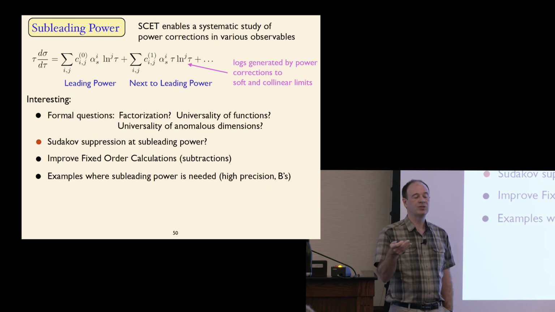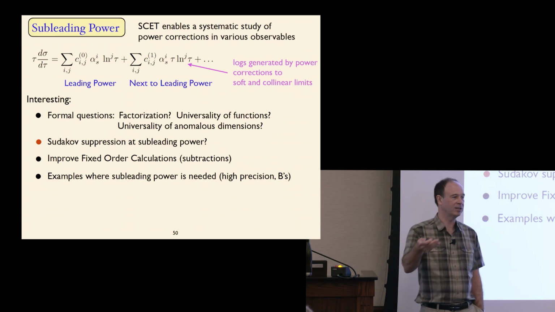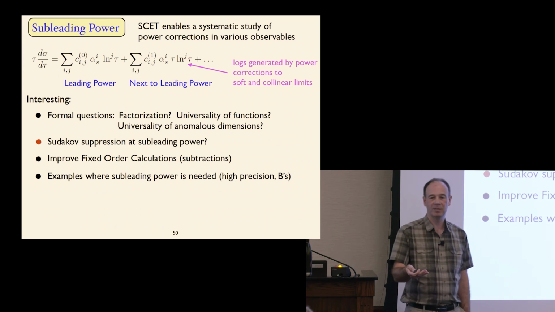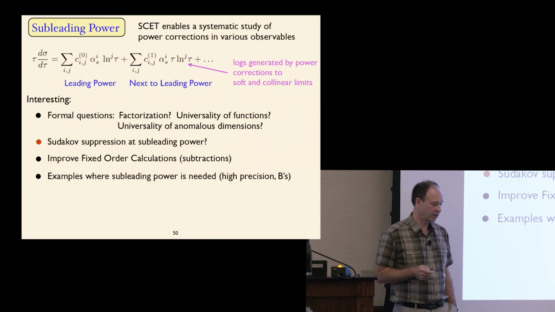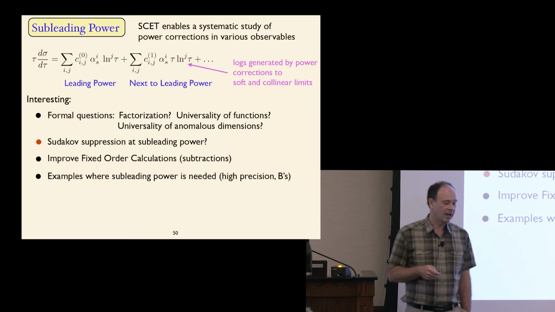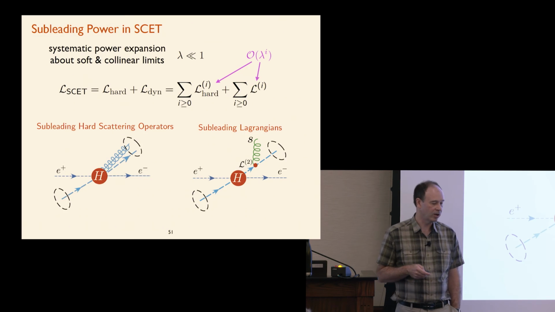What kind of effects like Sudakov? How does Sudakov suppression, which is an exponential suppression at leading power, work out at subleading power? Is there a new type of Sudakov? Can we improve fixed order calculations? It's related to what Keith talked about. And there are examples also in the effective theory where you just start at subleading power, for example, in B physics. So it's another reason to look at it. I'll just focus on one thing, which is this one I made red, which is Sudakov suppression at subleading power.